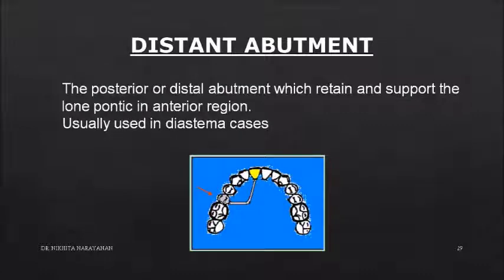Distant abutment: the posterior or distal abutment which retains and supports a long pontic in the anterior region. That is, the abutment will not be present next to the edentulous space. The abutment will be present at a distant location, from where the connector will be attached to give a pontic in the anterior region. So this is most commonly used in cases of diastema, where the patient wants to retain the diastema, and giving a normal abutment might cause a closure of the diastema.